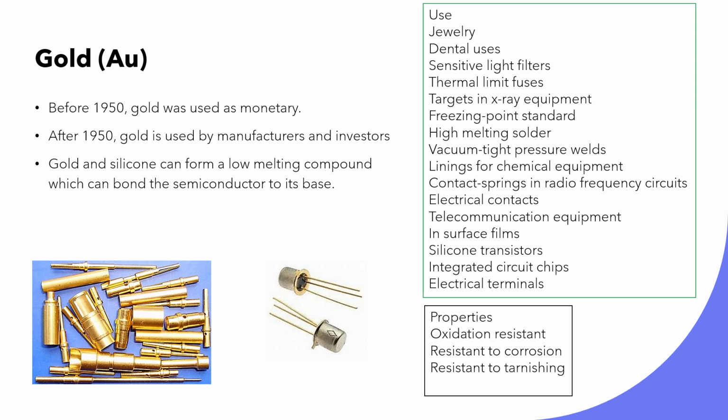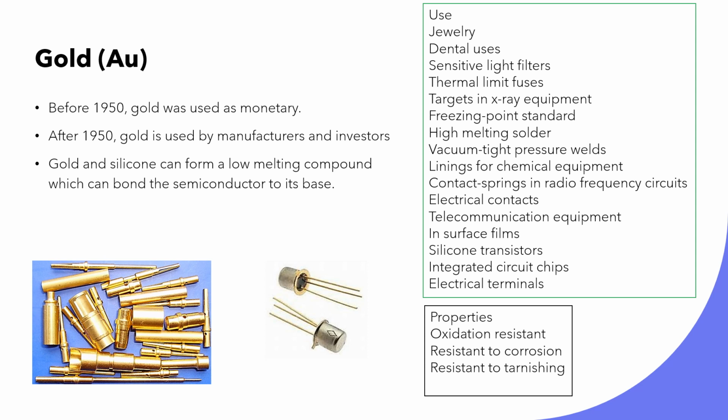General properties. So gold is oxidation resistant. It is resistant to corrosion, and it is resistant to tarnishing. Okay. So what we use in jewelry, dental uses like gold teeth and silver teeth, things like that. Sensitive light filters, thermal limit fuses, targets, and X-ray equipment. We use in freezing point standard, okay. High melting solder. We use in vacuum type pressure welds. We use linings for chemical equipment. We use contact springs in radio frequency circuits.